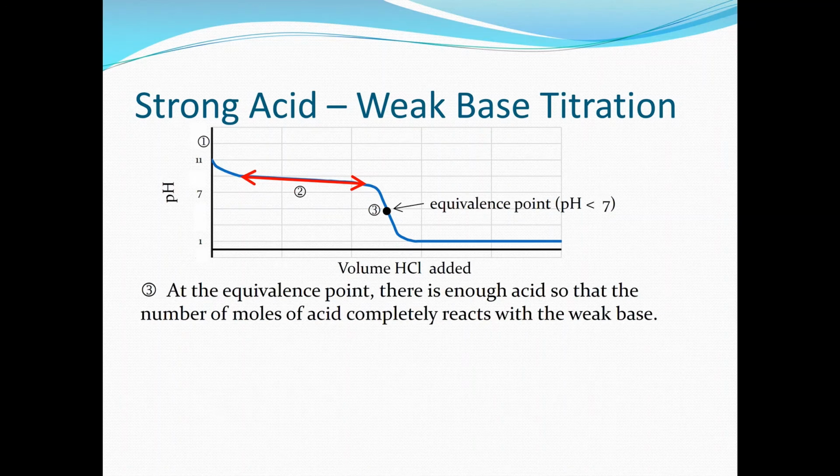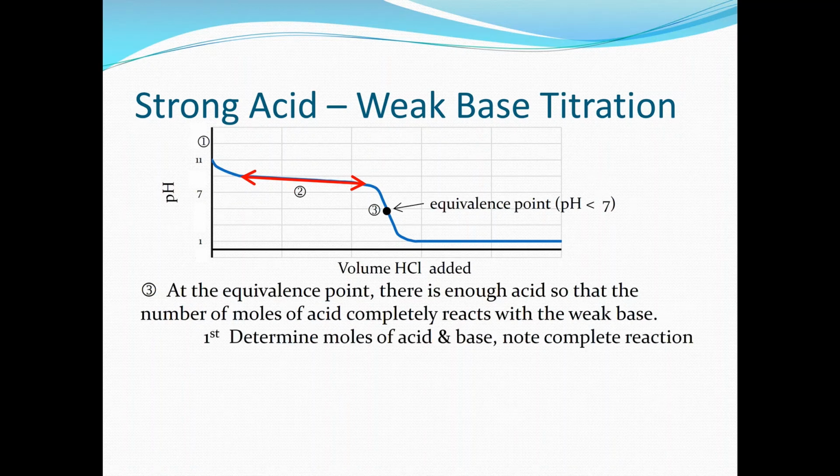So if you're at the equivalence point, what that means is you have enough acid so that the number of moles of acid is going to be completely reacted with the number of moles of weak base. So you have the same number of moles of each, essentially. And so what we would do to figure out that we're at the equivalence point is we do the same thing we do for every other step. You start with that first step, you assume the forward reaction happens completely, and what we would see is that we have the same number of moles of acid and base. So we have a complete reaction, we go, okay, we're at the equivalence point.